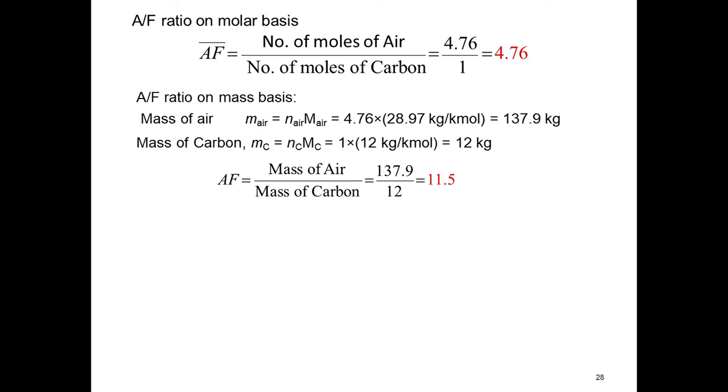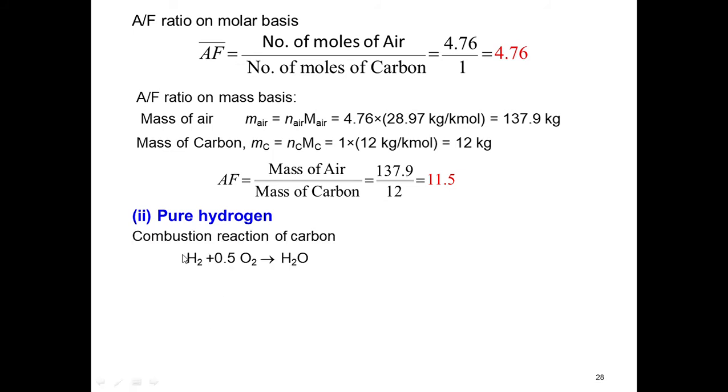Air fuel ratio becomes 11.5. Okay, so that is the air fuel ratio. Similarly, you can find it for hydrogen. If you consider pure hydrogen, the equation is H2 plus O2 gives H2O. Okay, so you can have twice H2O, then it will become twice H2. So divide it, then you will get 1 H2 plus 0.5 O2 gives 1 H2O.